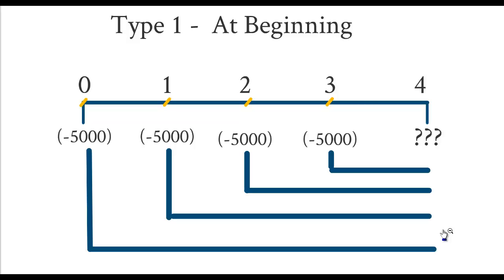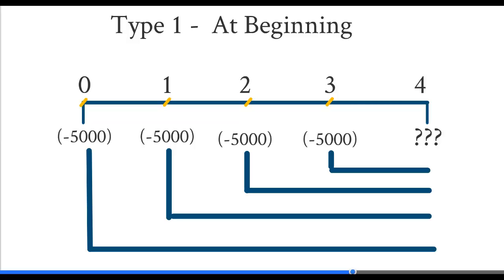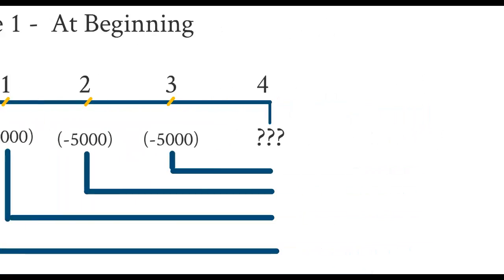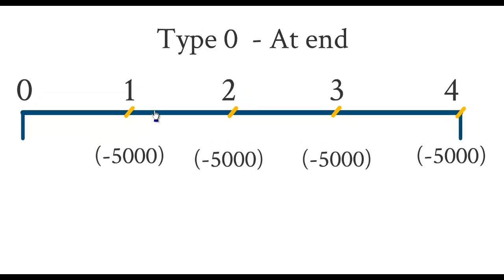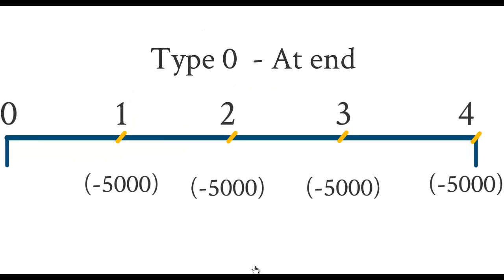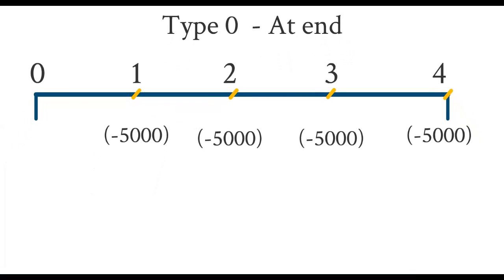Now let's contrast this with type 0 example. Assuming the same example with type 0, it would look something like this. Type 0 means at end. What happens is you do not invest anything at beginning of year 1. You invest money at end of each year. End of year 1, end of year 2, end of year 3, end of year 4. Now what would happen? How much money would you have at the end of year 4? Would you have more money in type 1 or would you have more money in type 0?